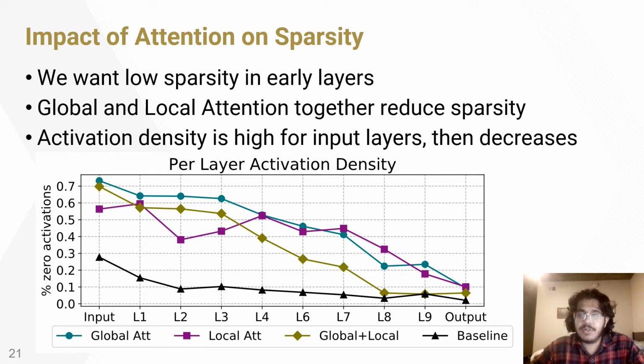Accordingly, we show the per layer activation density. The baseline has low density, which means high sparsity throughout. Global attention, which is the blue line, starts with the highest density and decreases as we increase depth. Local attention ensures that the density increases more quickly with respect to depth, so combining global and local attention together yields the best possible result.